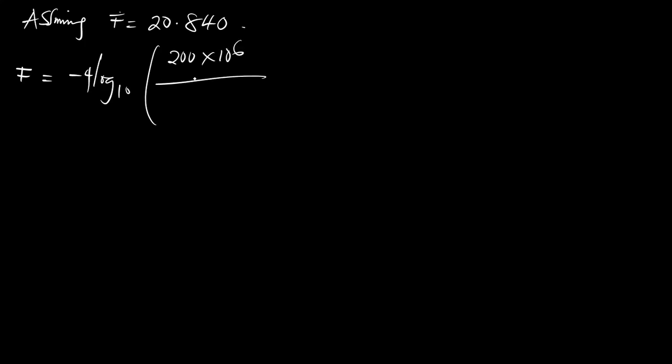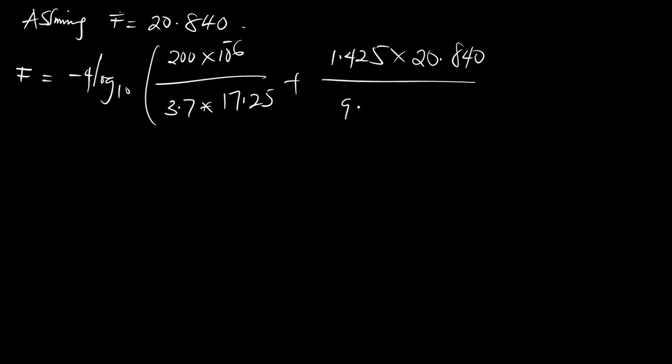raised to power minus 6 divided by 3.7 divided by 17.25 plus 1.425 times 20.840 divided by 9,396,201 bracket close. So what? Now let's use our calculator to calculate this to know what should be the answer now.